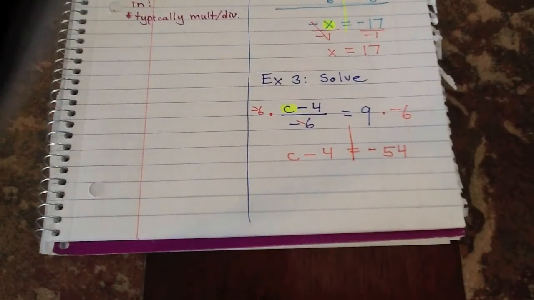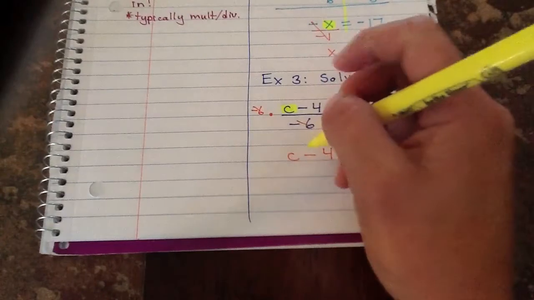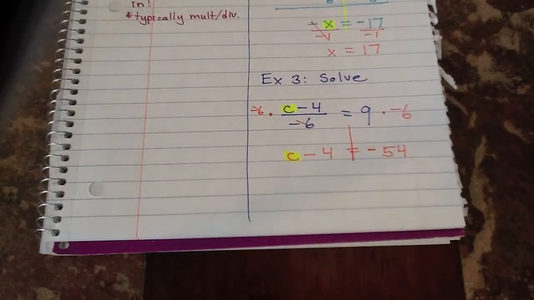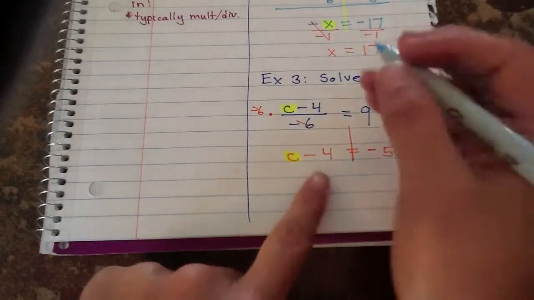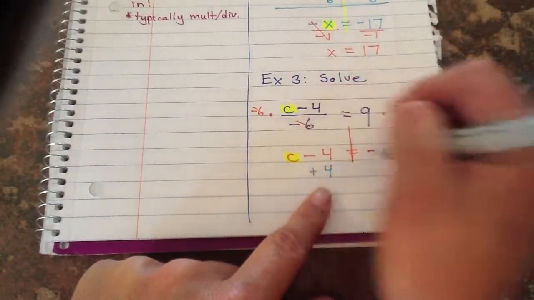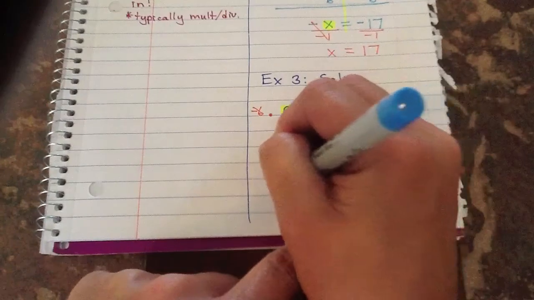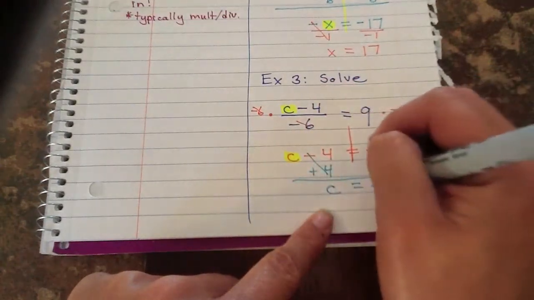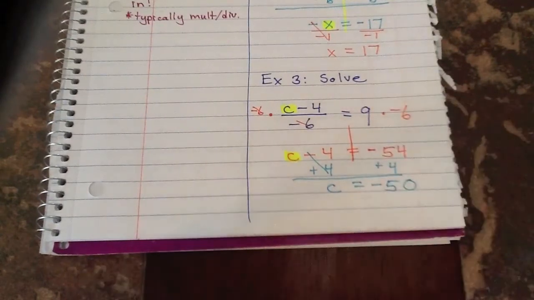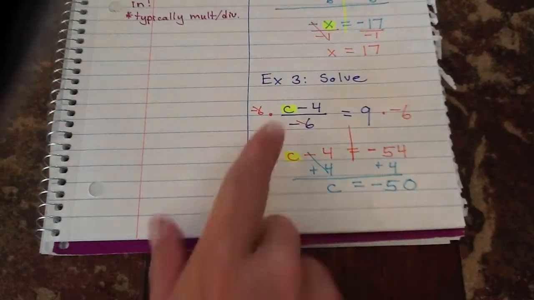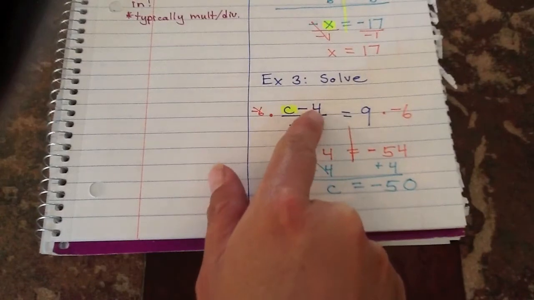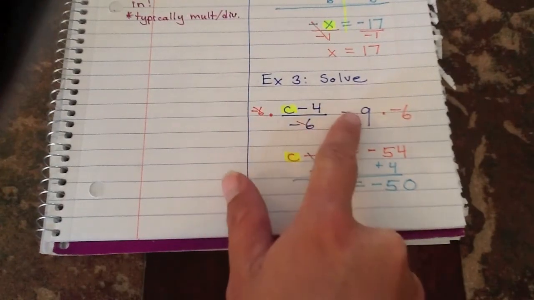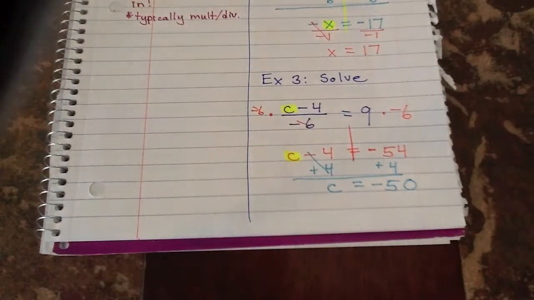Now this looks a lot like some of your other equations that you've been solving. So there's my c. I want to move 4 away. Inverse operation is to add 4. And this becomes a 0, and I have just a c left over. This becomes a -50. And then I'm going to go check it. -50 subtracting 4 is a -54. -54 divided by -6 is a +9. So I did that correct.